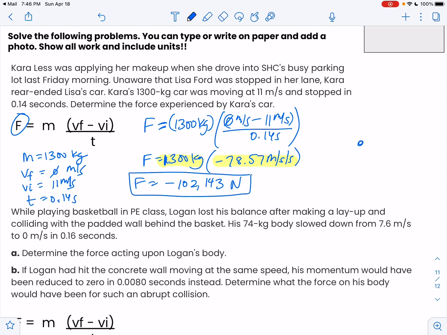Because if the car is moving this way, the force on it is going to have to be this way. And then you probably have an Fn and an Fg. But that force there is the one that's going to slow it down. Okay, and we'll assume that that's the net force, the only force on the car.